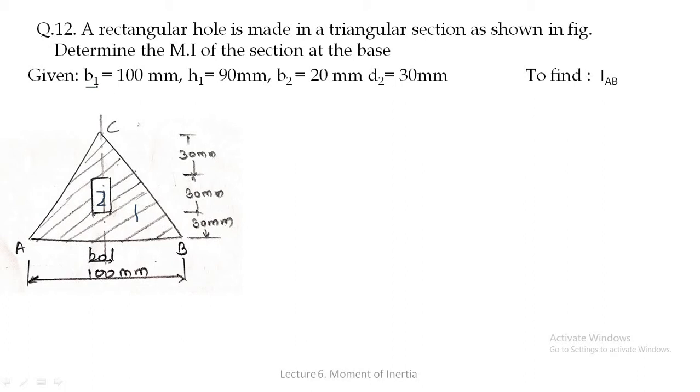Remember, in this question they have asked us to determine the moment of inertia at the base. So the base is indicated by AB. Remember, this base AB is not just the base of the triangle, but it is the base of the whole plane. So what we have to find? We have to find the moment of inertia of the base of the whole plane, which is denoted by AB. So we have to find IAB.